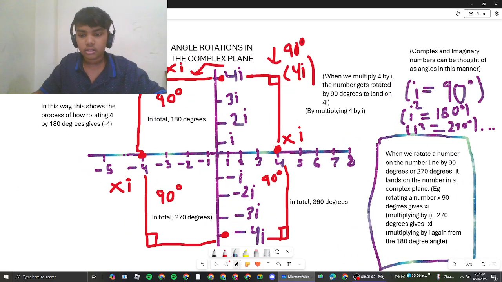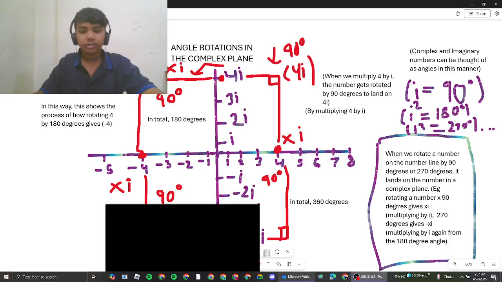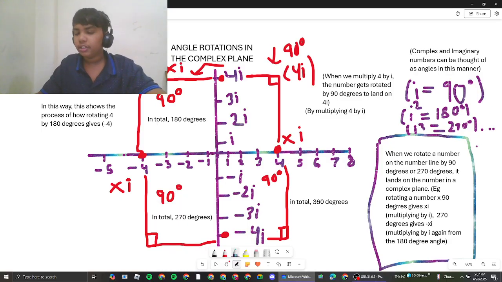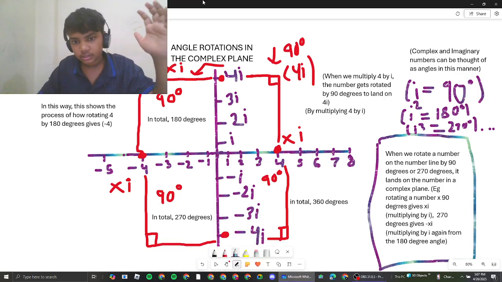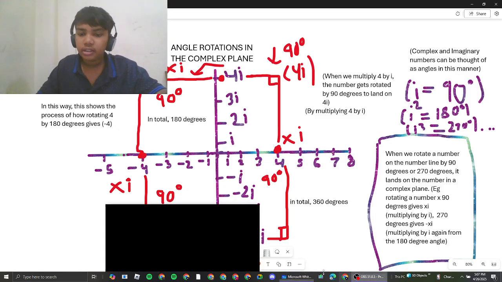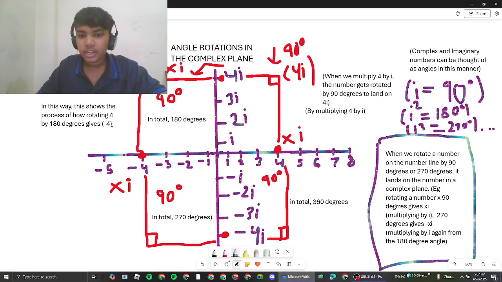Just map it all out. So this is the beauty of math. See, imaginary and complex numbers are not just imaginary. They're also related to geometry and angles. I hope you understood the process with me explaining on the whiteboard. And also the complex plane extends to infinity, but I'll cover that separately.